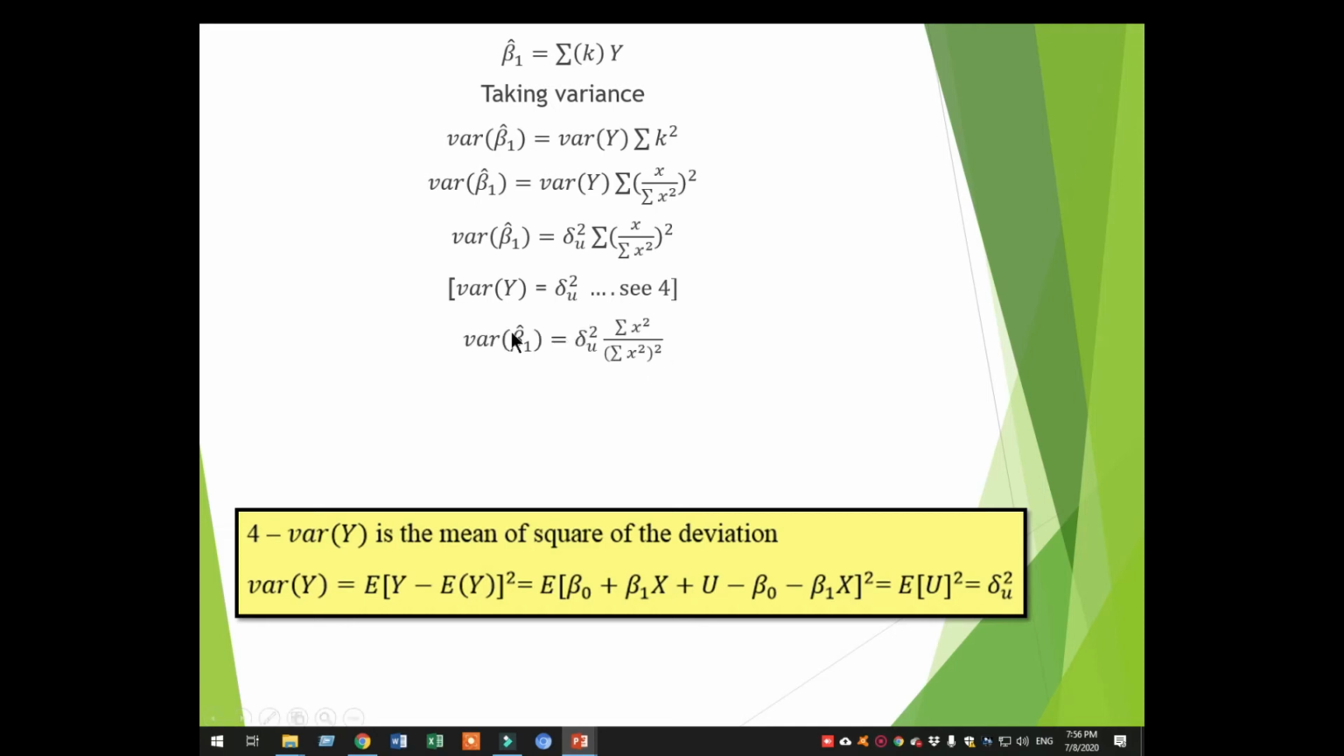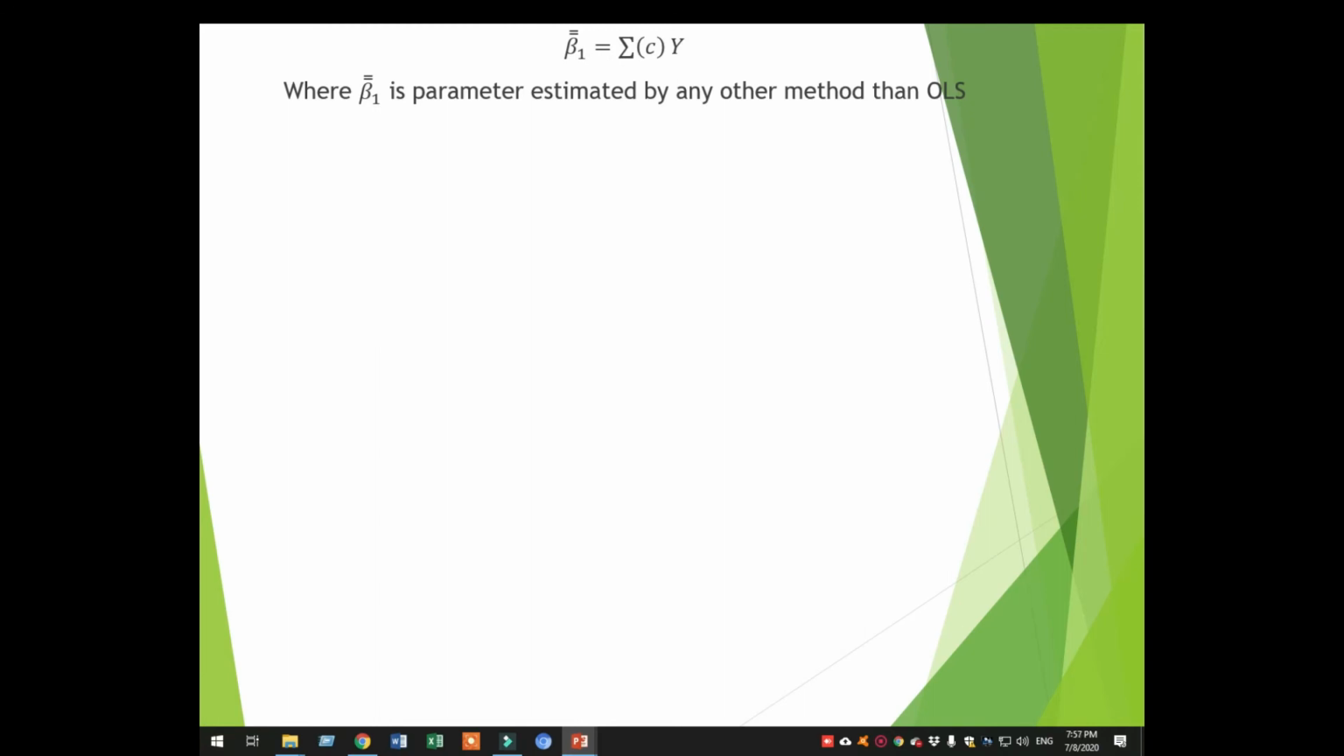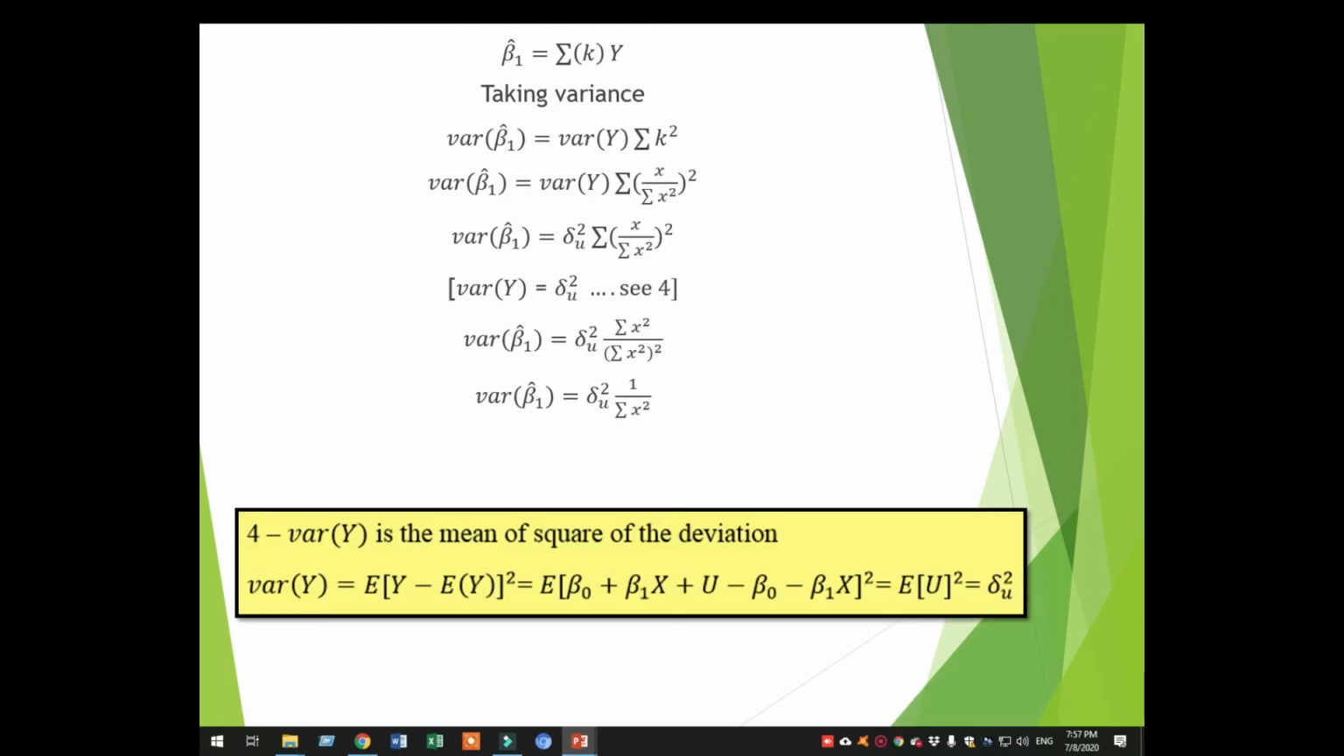So here we have changed this to variance of u, and here we have opened the square, sum of x square above and sum of x square above square. So one factor divided by the two factors is cancelled, and ultimately we have got the variance of b1 cap like that. That is the variance of b1 cap, which is estimated by ordinary least square, and the assumption says that if ordinary least square has the minimum variance, it means that the variance of b1 cap you are seeing here has a minimum magnitude.